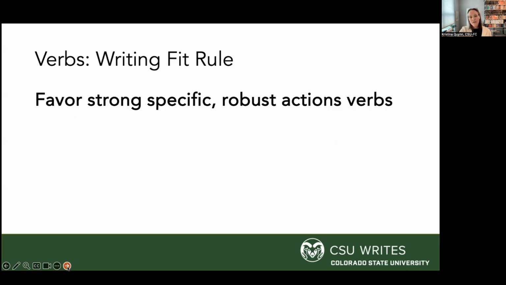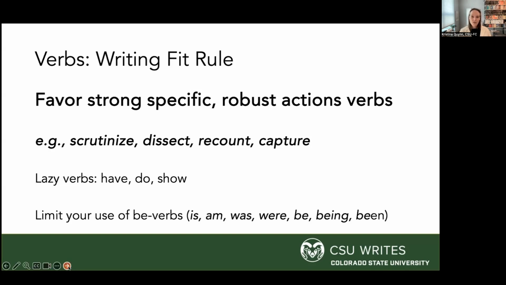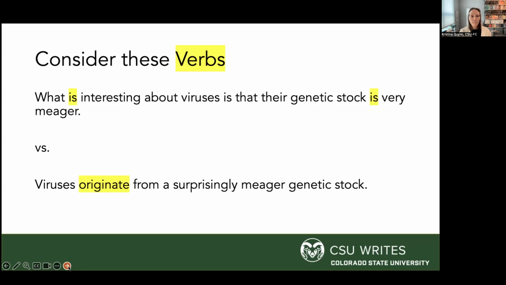So favor strong, specific, robust action verbs. Think about scrutinize, dissect, recount, capture versus have, do, or show. If you're having a problem getting your ideas across, you may just have a verb problem more than anything else. And limit your use of is, am, was, were, be, being, been, those be forms of the verb, because they force you to write generally wordier and weaker sentences, interestingly enough.